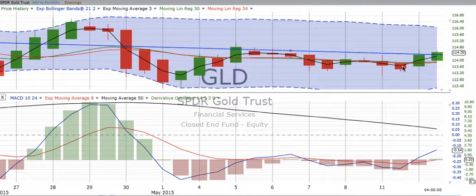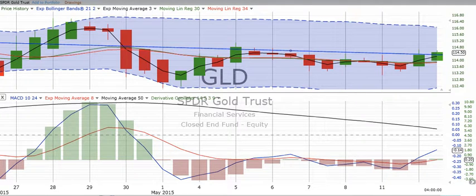It is nice to see gold pushing through the moving linear regression lines, both the 34 and the 30, and it crossed over going up, and the derivative oscillator's trying to cross over going up. So again, let's keep an eye on gold and see what it does. Maybe the doldrums on gold are coming to an end. It's going to start making some sustained up moves. Let's keep an eye on it.